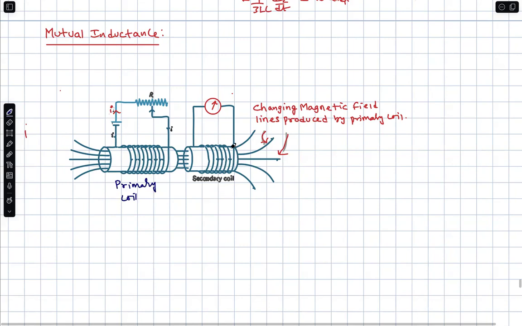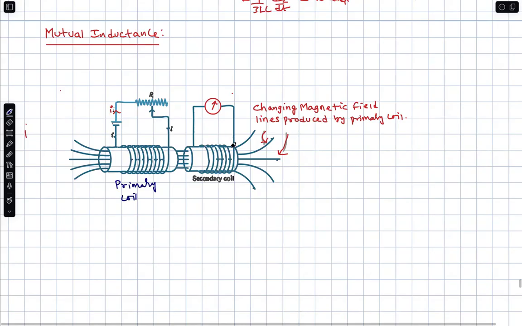Now, what I am doing here is just by changing the resistance, I am changing the current in the primary coil. Because of the change of current in the primary coil, flux linked with the secondary coil is changing, and hence an EMF is induced in the secondary coil, and hence current flows through it. And this phenomenon is what we will call mutual inductance.